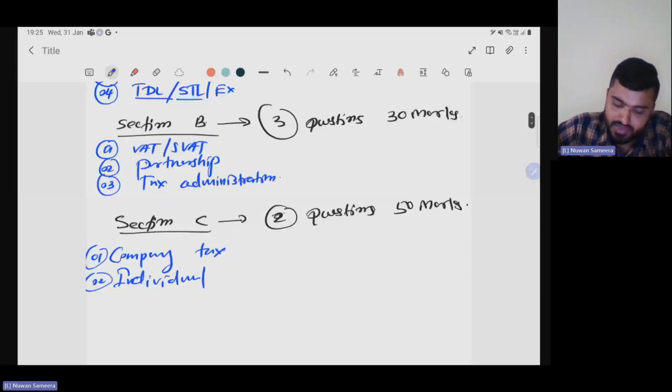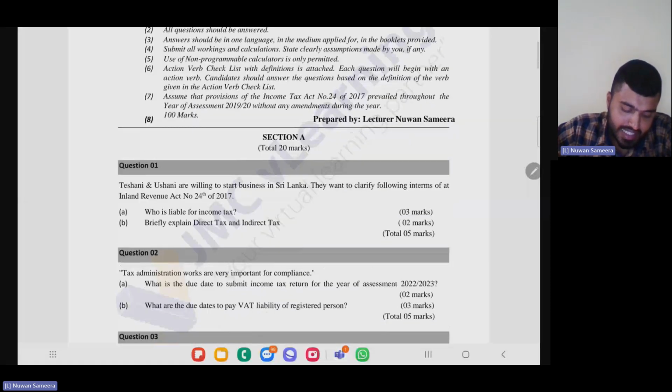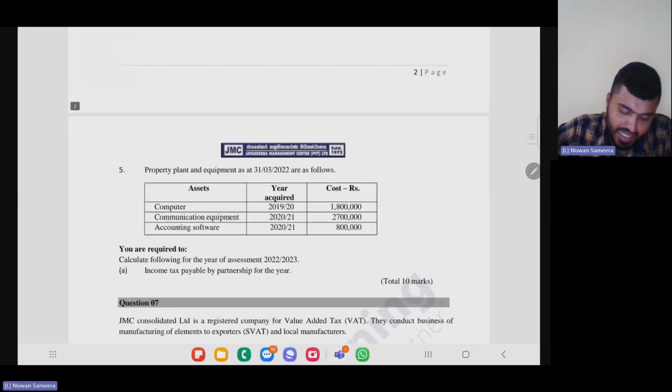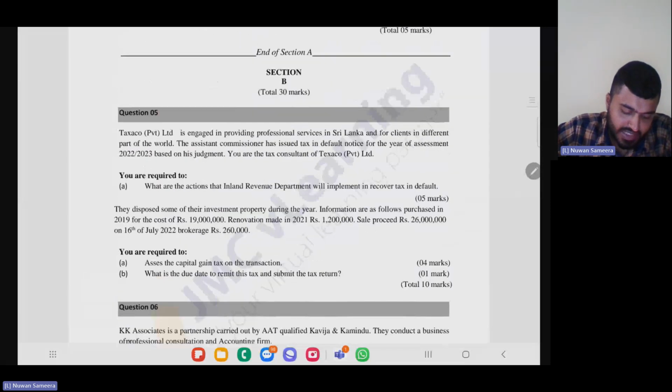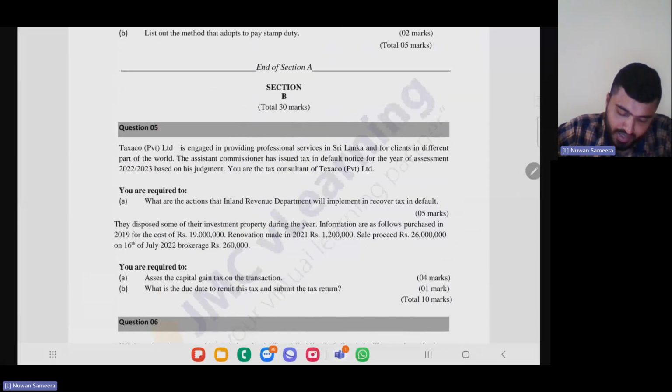Right. Here, this is the structure. So now you have an idea about the paper structure. This is the prepared paper. In this case, you can see there are 9 questions. Question number 9 is for employment, question number 8 for company, and question number 7 is VAT and SWAT. Question number 6, partnership. Sorry, question number 5. I forgot to tell that.